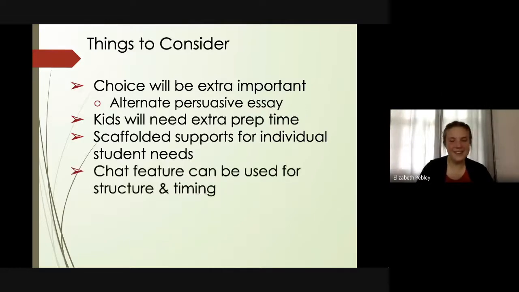And also, like we talked about, the chat feature being used for structure and timing, and also for accountability. I think that's a really good point that you brought up, of using that to help structure who's going to talk next, and then giving kids a chance to follow up with something somebody else said.